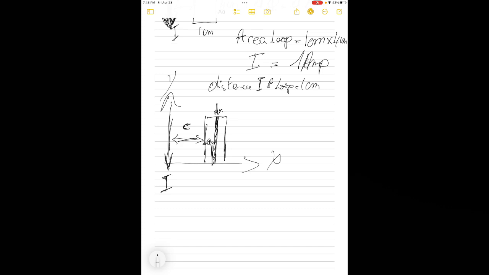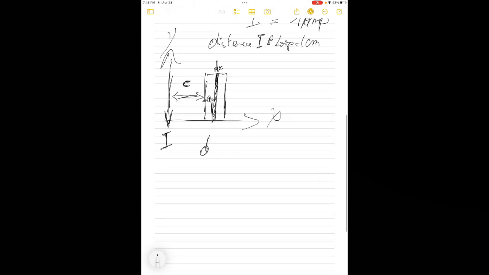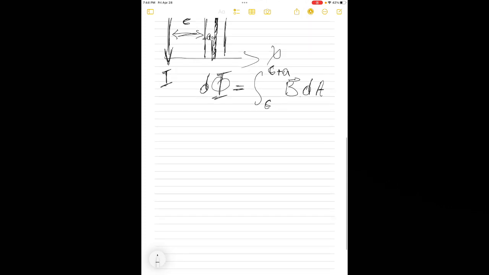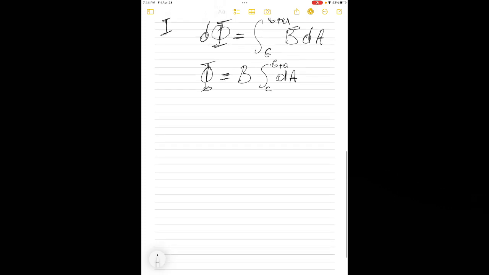So we're going to use the formula of the flux, the flux d-phi, and this is going to be equal to the sum from C to C plus A of the magnetic field multiplied by the small area. You guys know that the magnetic field is a constant, so we're going to take it out of the sum, and then we're going to do the integral from C to C plus A of the derivative of the area.